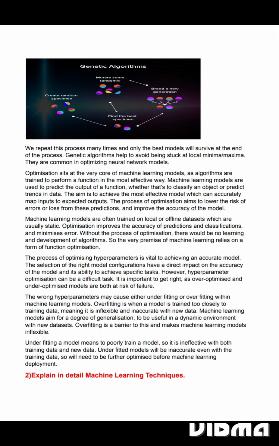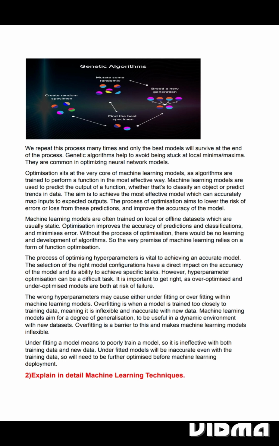We repeat this process many times and only the best models will survive at the end of the process. Genetic algorithms help to avoid being stuck at local minima, maxima. They are common in optimizing neural network models.